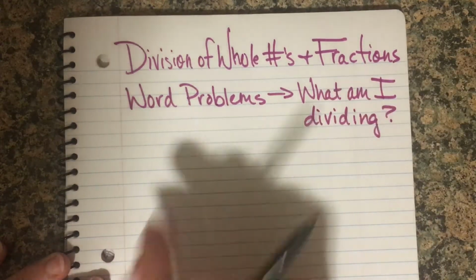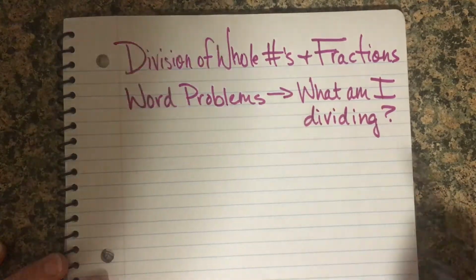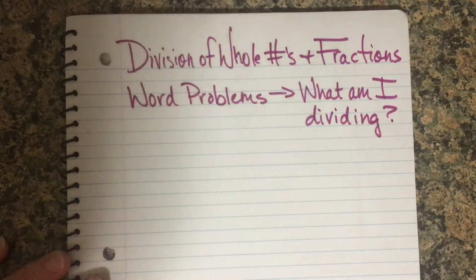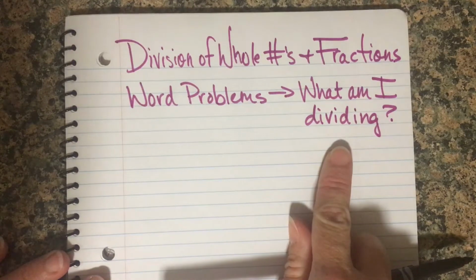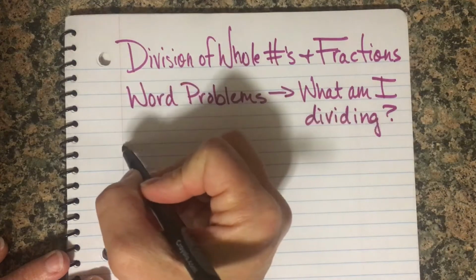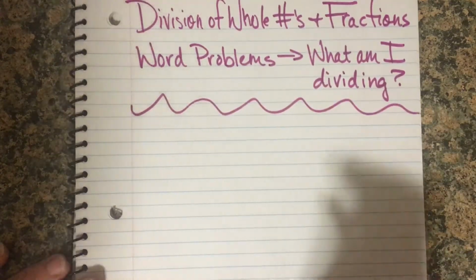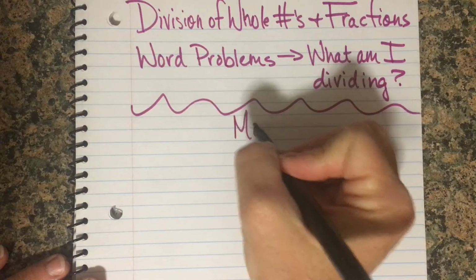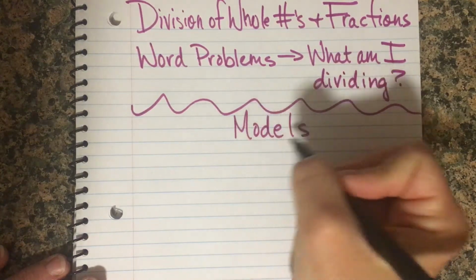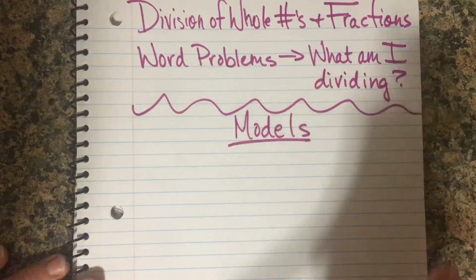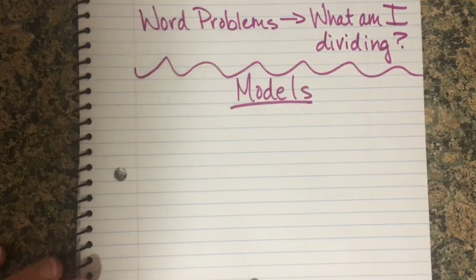In these word problems, sometimes you're going to have a whole number first, sometimes you're going to have a fraction first. So figuring this out in the very beginning is going to be super important. So another big thing is the models. With models, there's a lot of different types. We're going to show you all of them today.